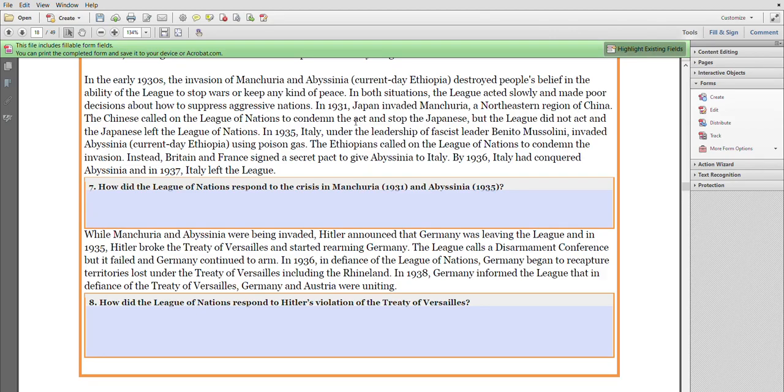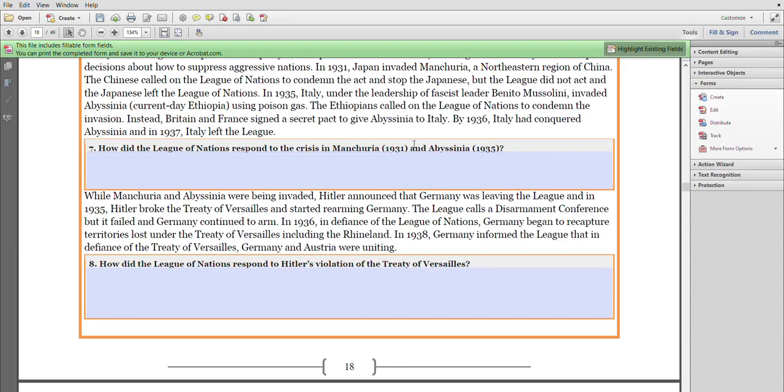In 1935, Italy, under the leadership of fascist leader Benito Mussolini, invaded Abyssinia, current-day Ethiopia, using poison gas. The Ethiopians called the League of Nations to condemn the invasion. Instead, Britain and France signed a secret pact to give Abyssinia to Italy. By 1936, Italy had conquered Abyssinia, and in 1937, Italy left the League. How did the League of Nations respond to the crisis in Manchuria, 1931, and Abyssinia, 1935?